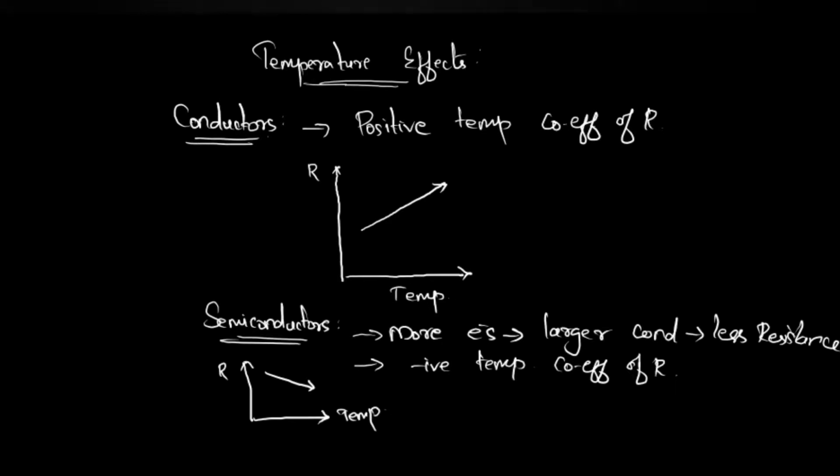Same thing happens with the insulators as well. Insulators also do not have many free electrons for the conduction of electricity. Obviously, when we apply an external heat, it releases more electrons for conduction, and thus with the increase in heat, the resistance decreases or the conduction increases. So we can say that insulators and semiconductors have negative temperature coefficient of resistance.